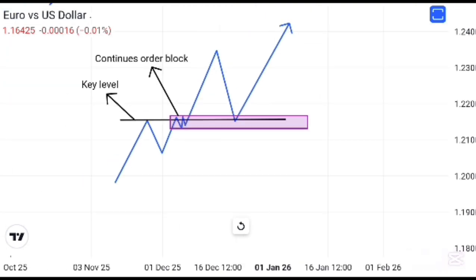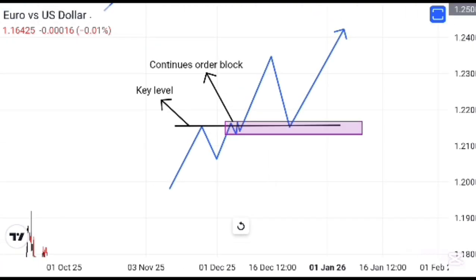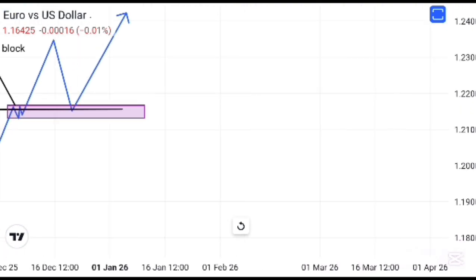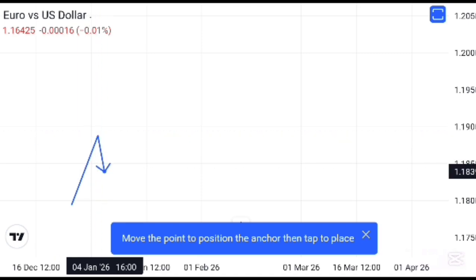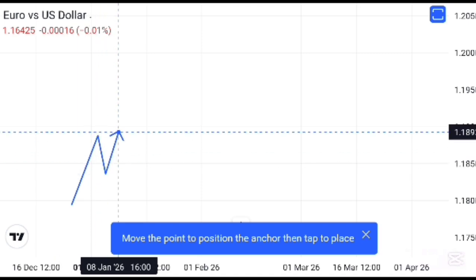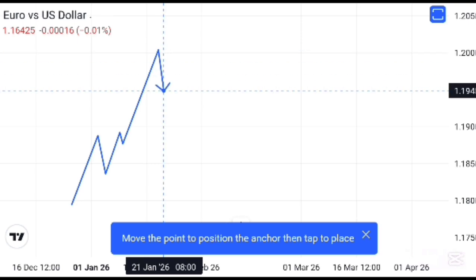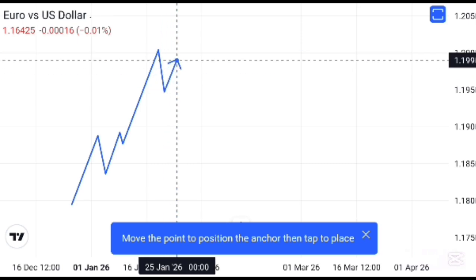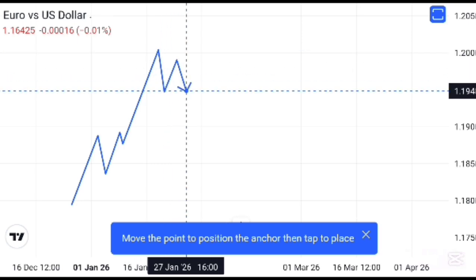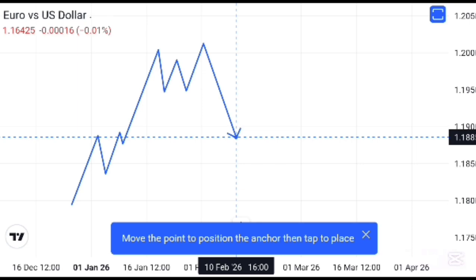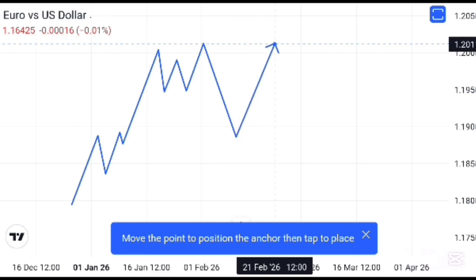To use this method, price must always have some liquidity to take out. What do I mean by that? Keep in mind this strategy works on the 4-hour time frame. Well, let's look at this example we have here.